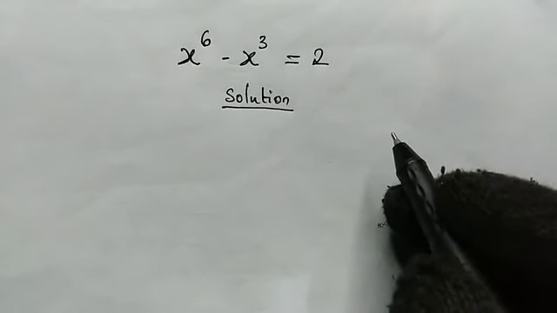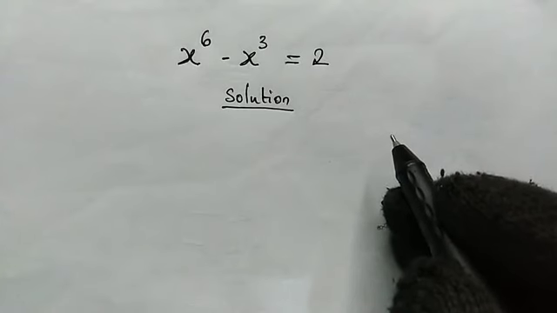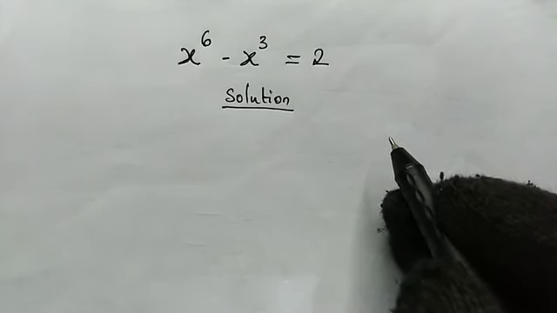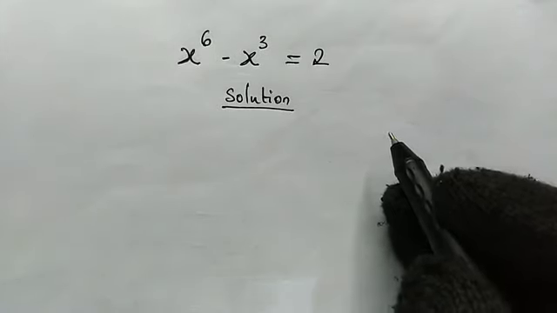Today we have a very interesting hexic equation. We have x to the power of 6 minus x cubed equal to 2. Here we'll be solving for all 6 solutions. Amazing, right? Now let's get into this video.